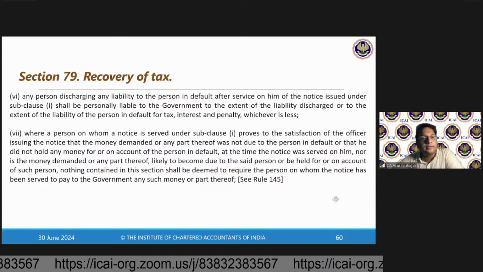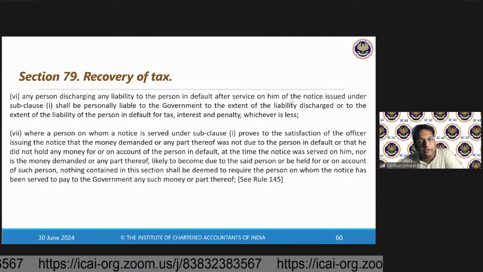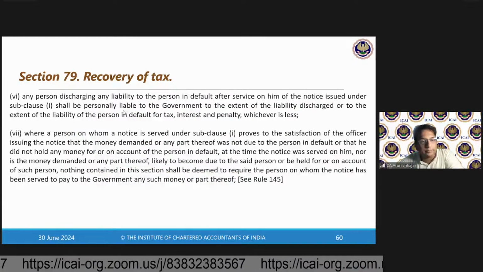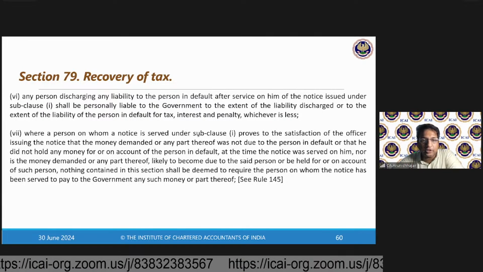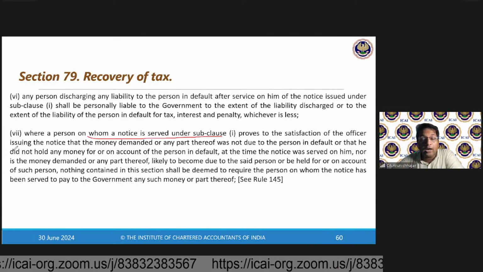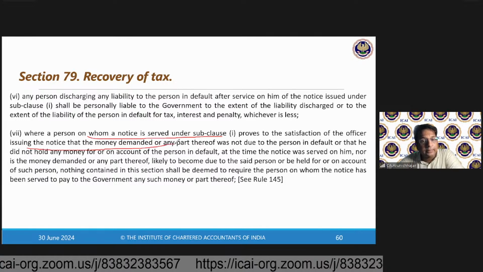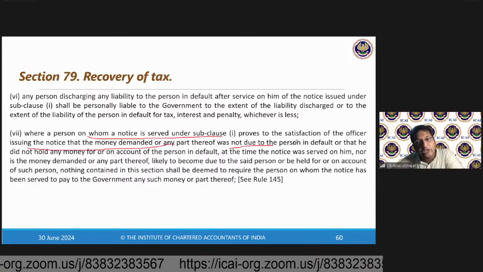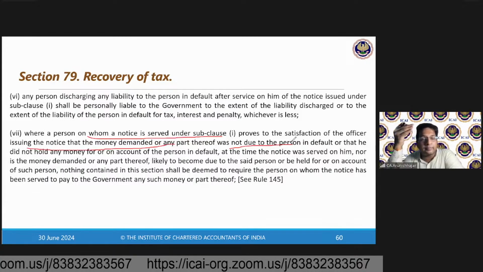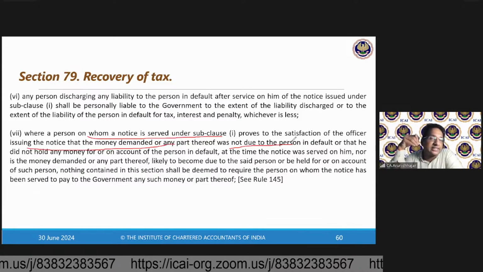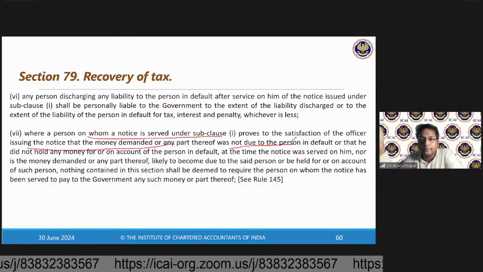If any person discharges the liability to the person in default after service of the notice issued under subclause 1, he shall be personally liable to the government. Where a person to whom the notice is issued proves to the satisfaction of the officer that the money demanded was actually not due to the person, for example if the tenant says there is no money due to Mr. A, in that case the officer may stop that notice.